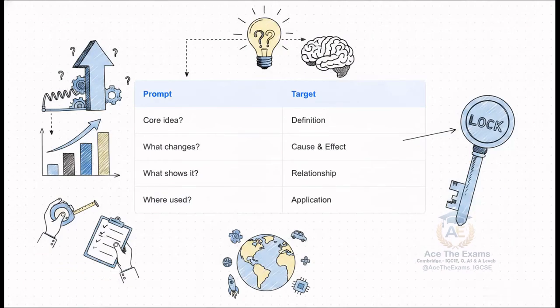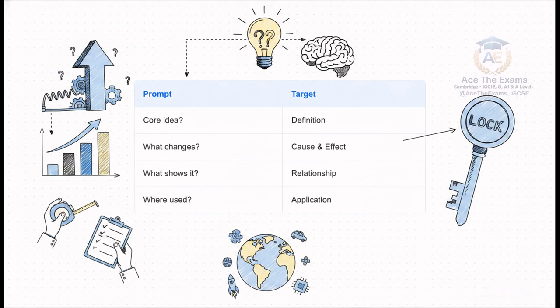So how do we lock all of this in our brains for exam day? This table right here is your ultimate reconstruction tool. It gives you 4 memory prompts. When you are revising, you need to ask yourself these 4 questions for every single topic. 1. What is the core idea? That hits your definitions and rules. 2. What changes physically? That forces you to build your domino cause and effect chain.